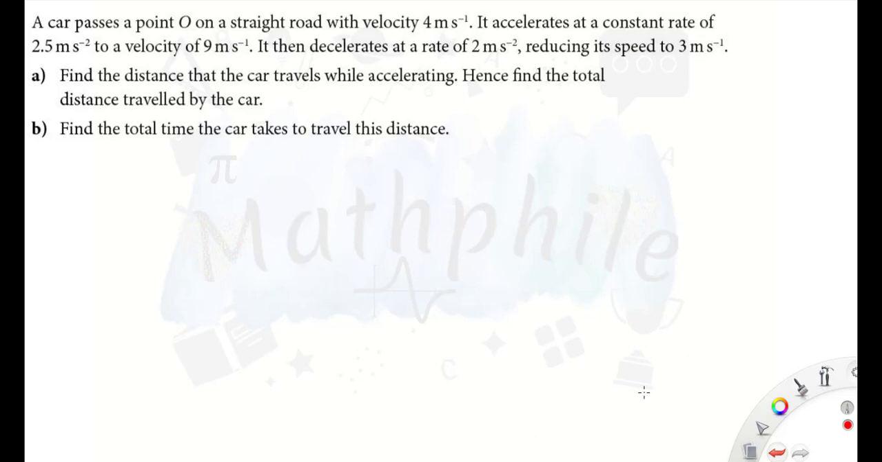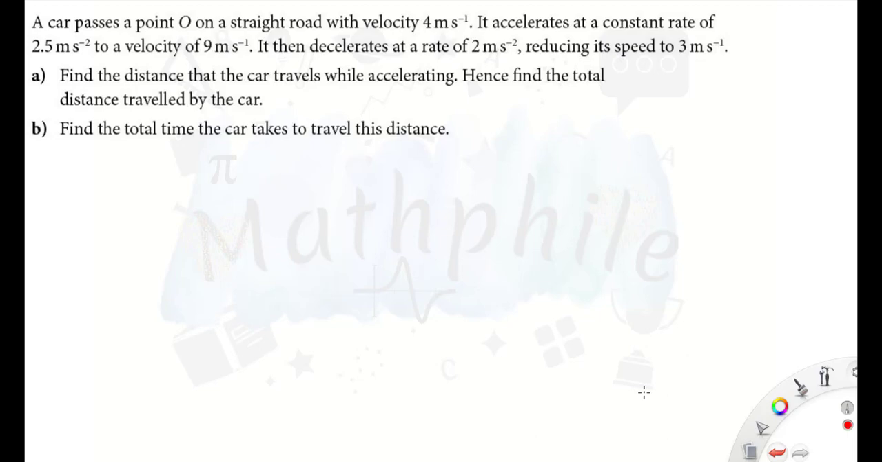A car passes a point O on a straight road with a velocity of 4 meters per second. It accelerates at a constant rate of 2.5 meters per second squared to a velocity of 9 meters per second. It then decelerates at a rate of 2 meters per second squared, reducing the speed to 3 meters per second. A. Find the distance the car traveled while accelerating. Hence, find the total distance traveled by the car.